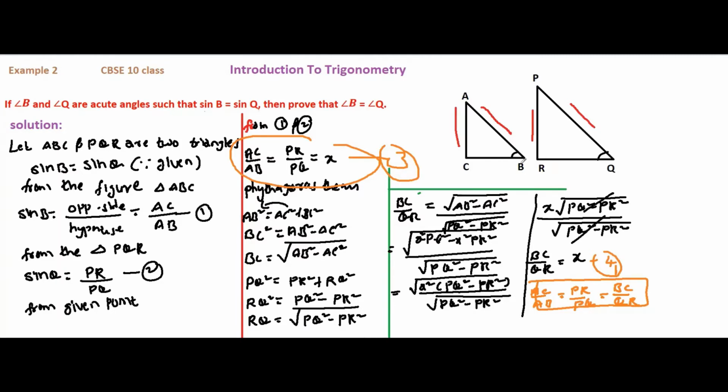Then what are the corresponding angles here? Angle B and angle Q we can take. So we can write here, angle B equals angle Q. This is the one we wanted, since theorem 6.4 we can take. This is the question.